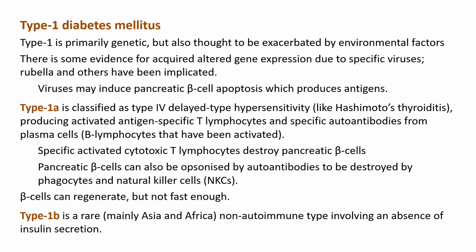So our common type 1 that we generally talk about is called type 1A. This is the type 4 hypersensitivity type. Type 1B does exist, but it is rare and mainly found in Asia and Africa. It's not an autoimmune response, but it does involve an absence of insulin.